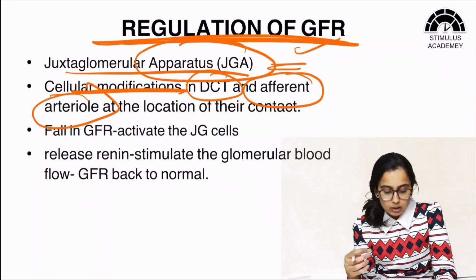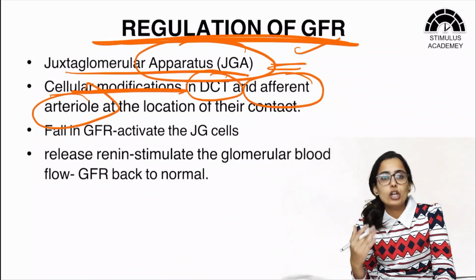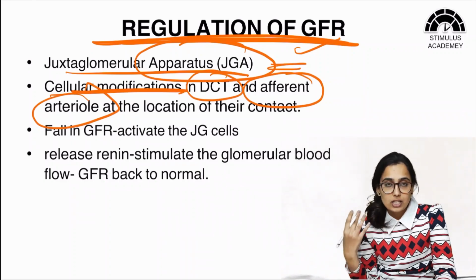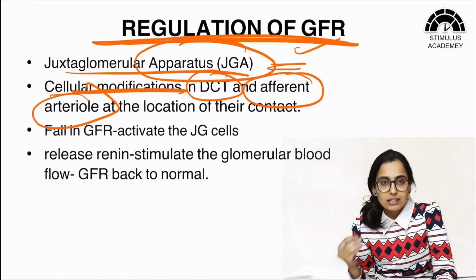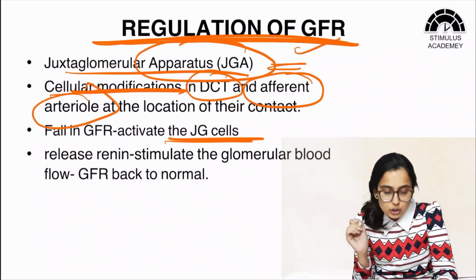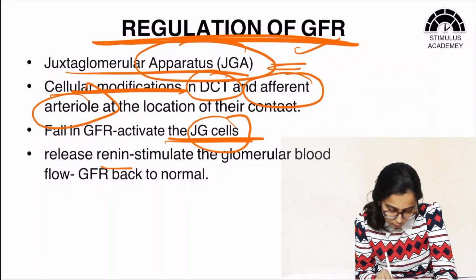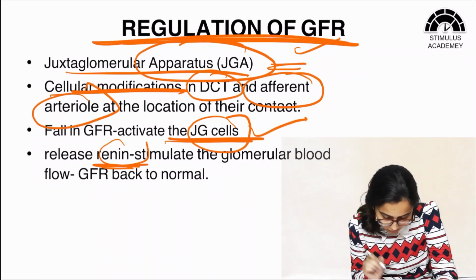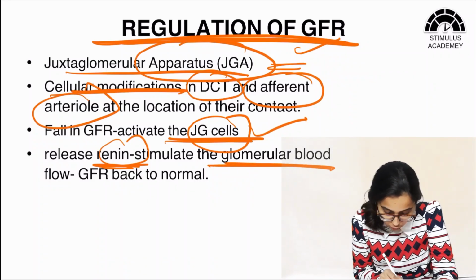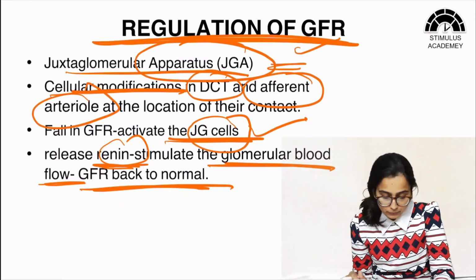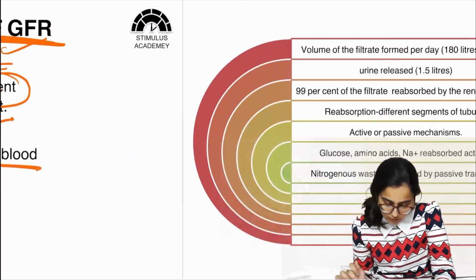Okay, now what happens is that when there is a fall in GFR, when there is a decrease in the filtration rate, this JG apparatus, that is the JG cells, will get activated and they will increase the GFR. So how do they increase the GFR? These JG cells will release renin. Renin is a hormone released by JG cells, and it will stimulate glomerular filtration rate and bring the GFR back to normal. So this is about the regulation of GFR.